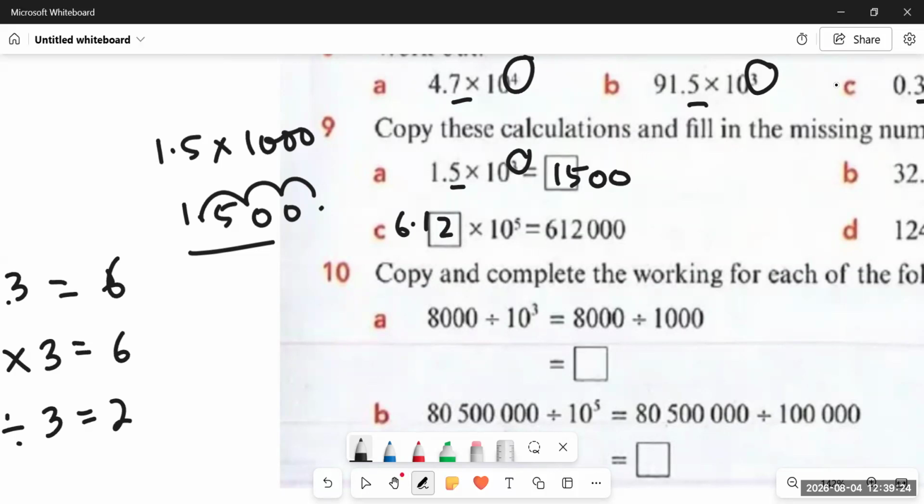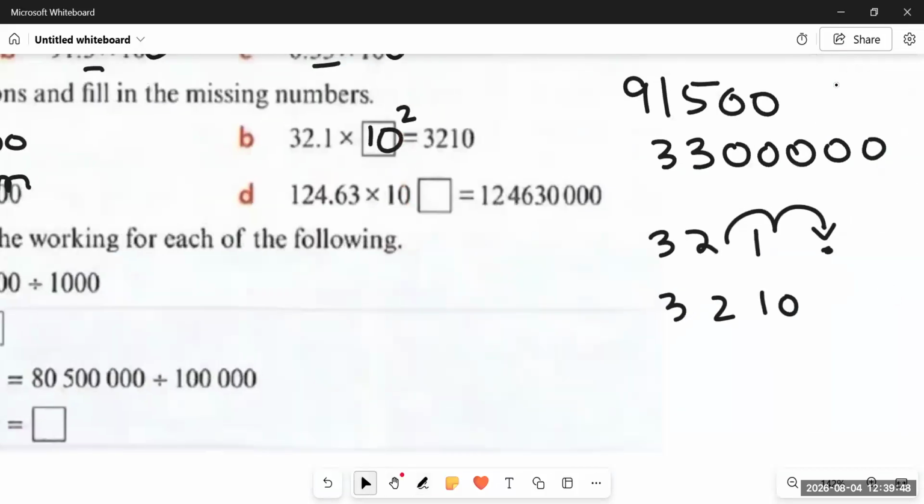And you can even check if we have got the correct answer or not. It's 10 power 5, so it means we have to go back from here. 1, 2, 3, 4, 5. Here comes the decimal. So it becomes 6.12000. We don't need to write down zeros at the end of a decimal number. So it's supposed to be 6.12. Right? And then in part D, we have 124.63 into 10 power what gives us 124,630,000.